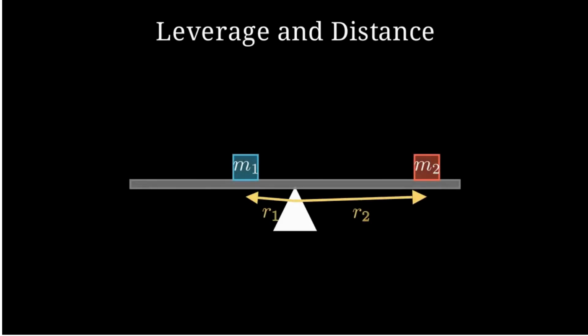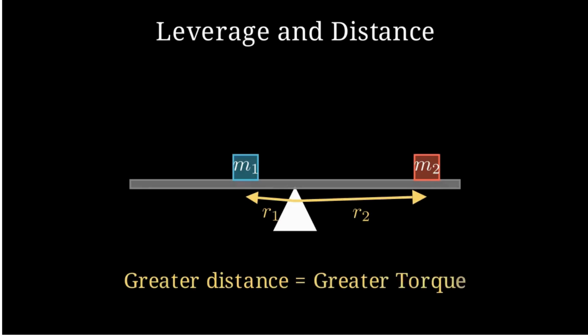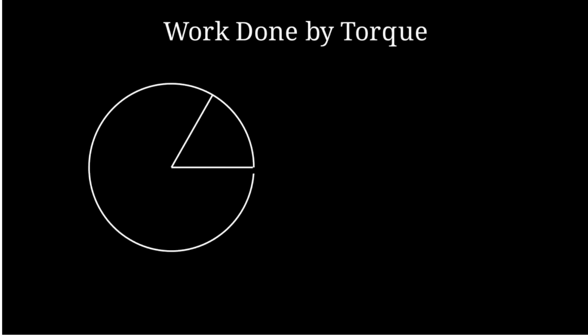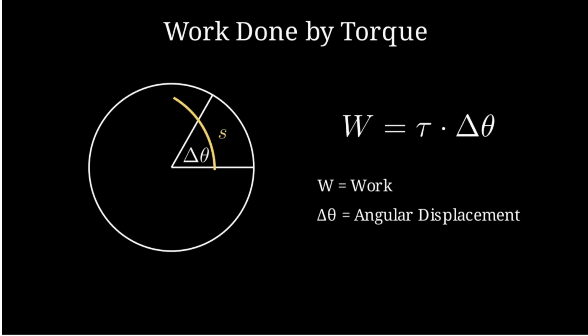By increasing the distance r from the pivot point, you can generate a much larger torque with the same amount of input force. Torque also performs work. When a constant torque rotates an object through an angular displacement delta θ, the work done is the product of the torque and that displacement.